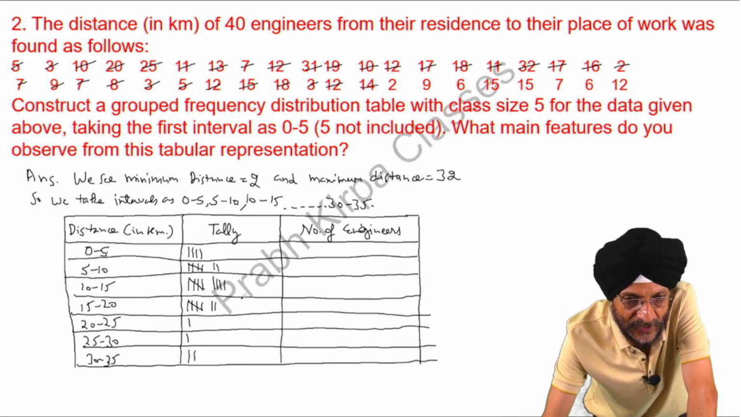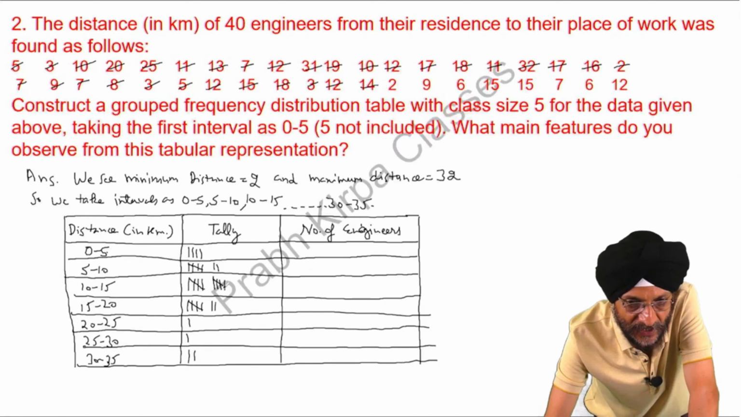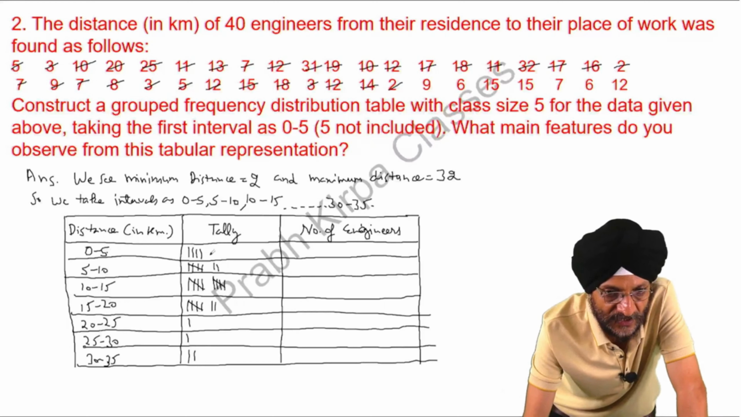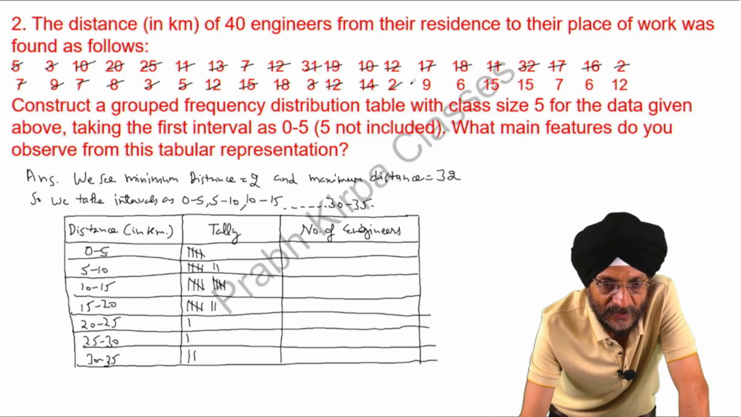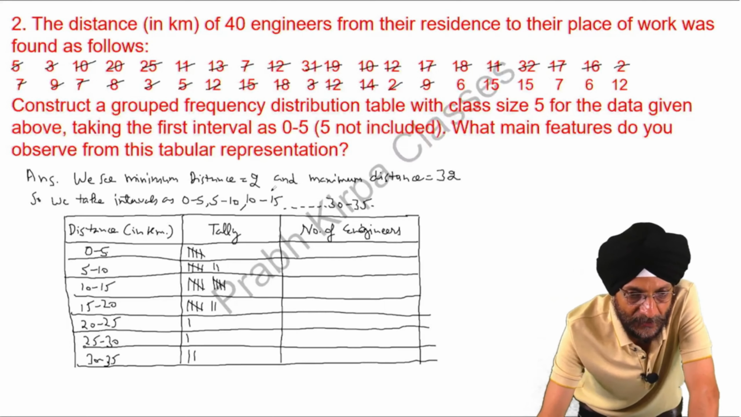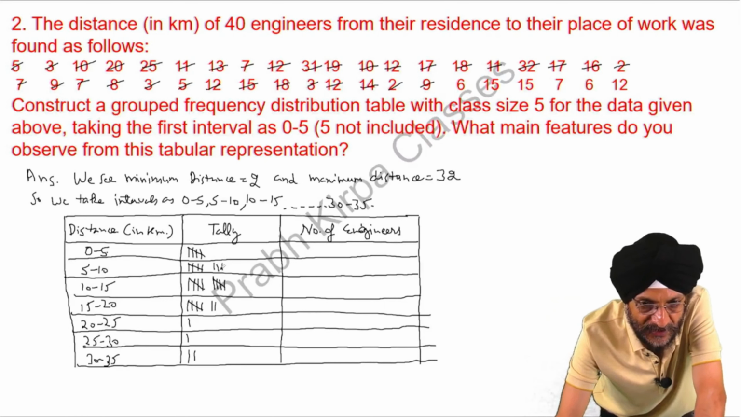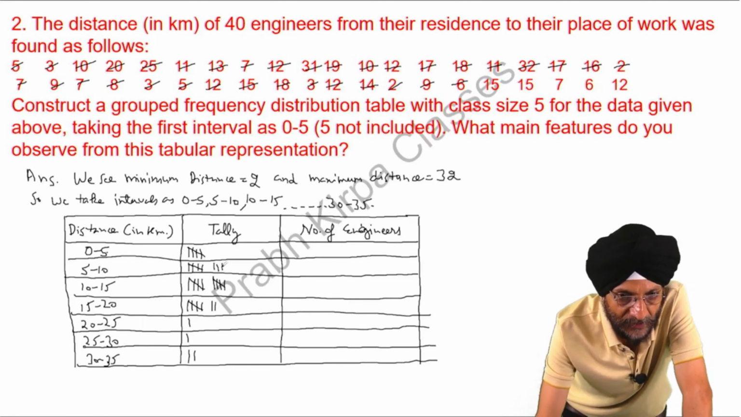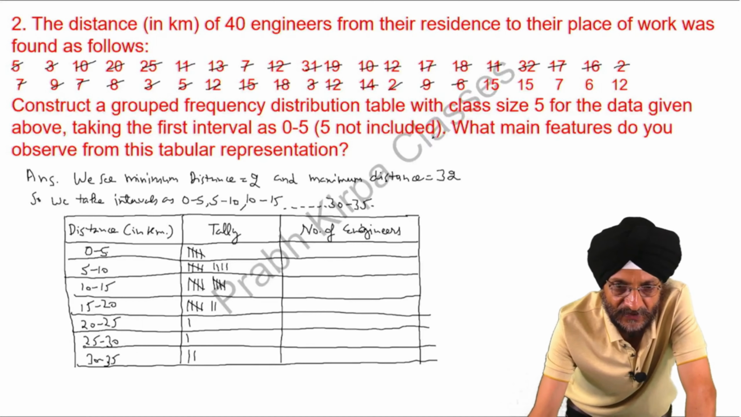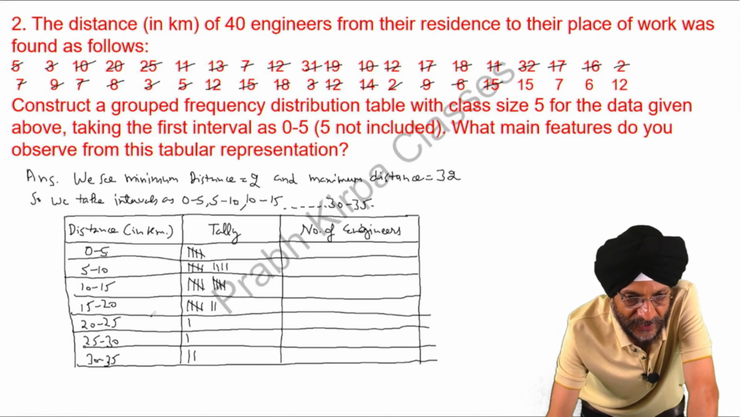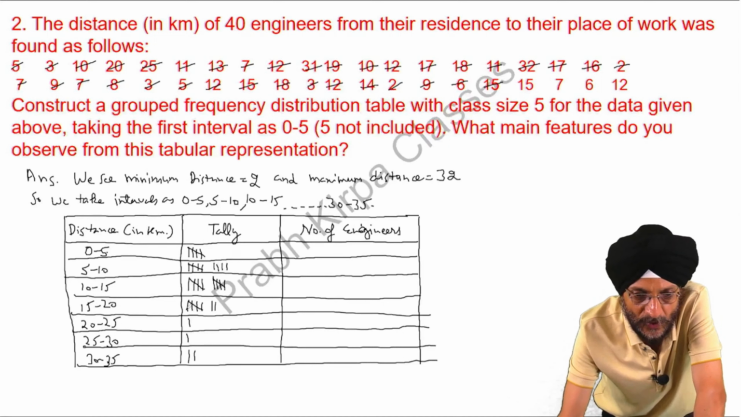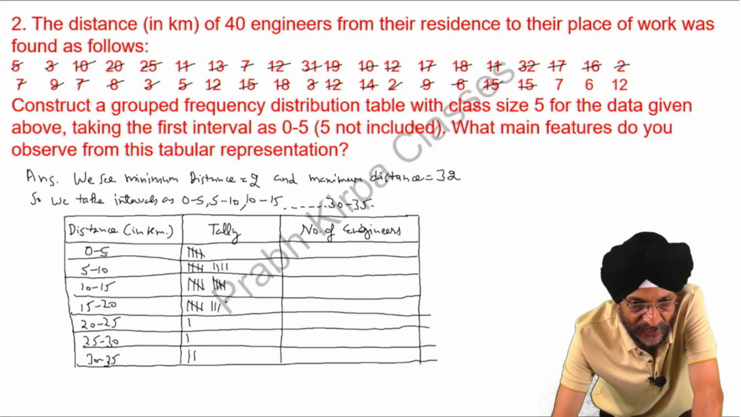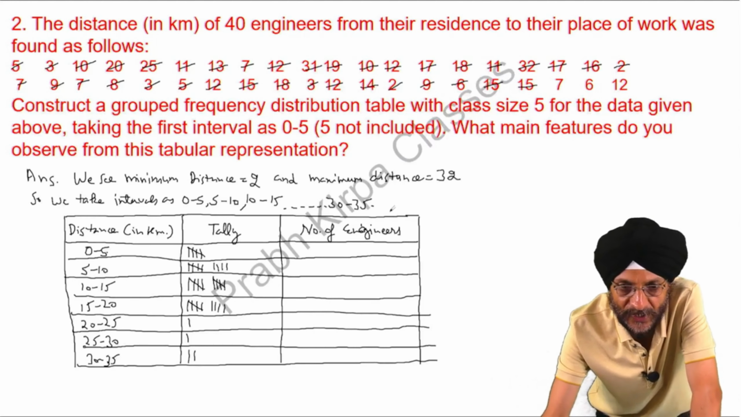14, it will be in the 10 to 15 class interval. 2, first class interval. 9, it will be in the second class interval, 5 to 10. 6, it will be in the second class interval. 15, it will be between 15 to 20. Again it is 15. It will be again 15 to 20.